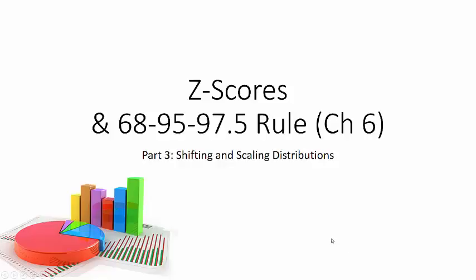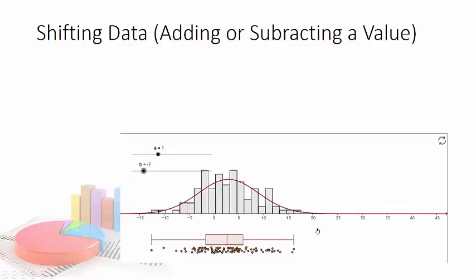Now, can I really use z-scores? Because those are relative values and the scales are different. So let's take a look at how data behaves when we shift and we scale it. Now here's an applet on GeoGebra that takes a look at the impact of shifting data and also scaling data.